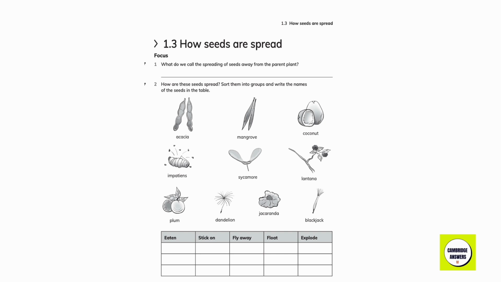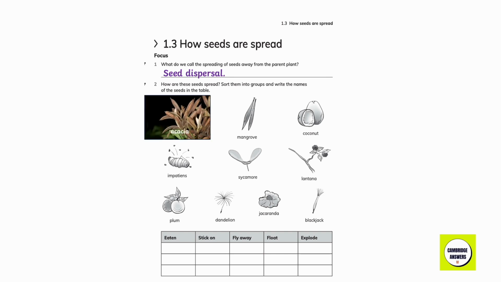Exercise 1.3. How seeds are spread. What do we call the spreading of seeds away from the parent plant? Seed dispersal. How are these seeds spread? Sort them into groups and write the names of the seeds in the table.